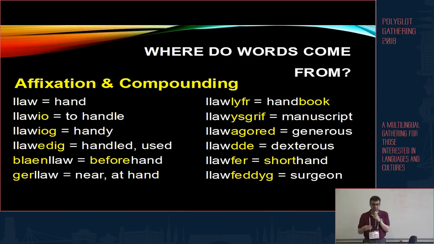So before something, beforehand literally, blaen llaw. Something that's nearby, gerllaw, at hand. And then you've got the compounds like llawlyfr, llawysgrif, llawagored, llawdde, llawfer, and llawfeddyg. So literally, the first one means handbook, hand write, hand open, which is a nice one, but generous. Hand write, hand short, and hand doctor.